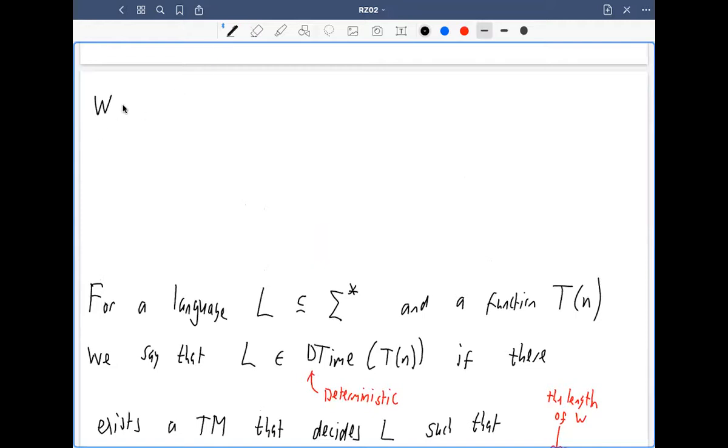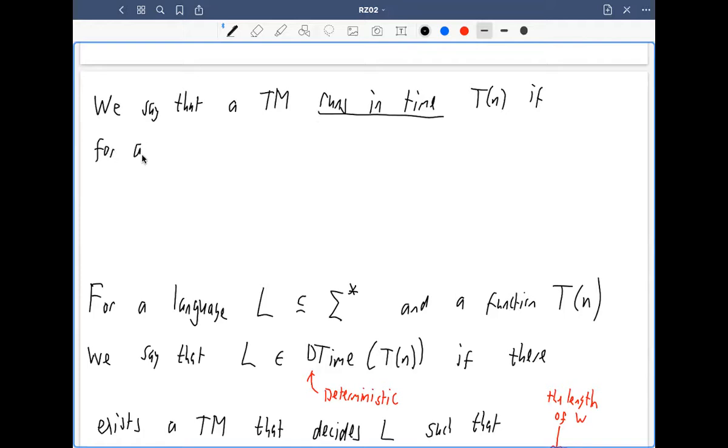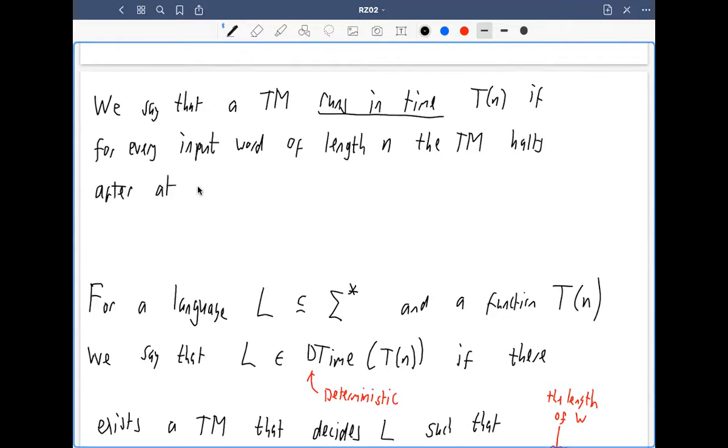So we say that a Turing machine runs in time t of n if for any input word of length n, let's say every, just to make it clear that this is a universal, if for every input word of length n, the Turing machine halts after at most t of n steps.